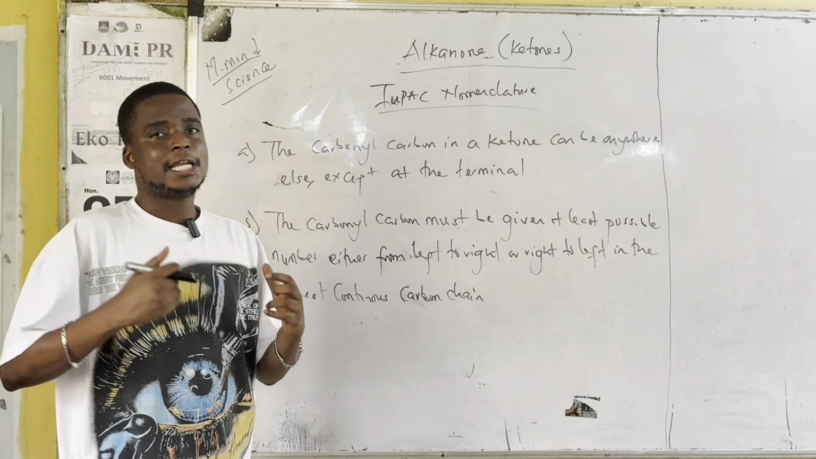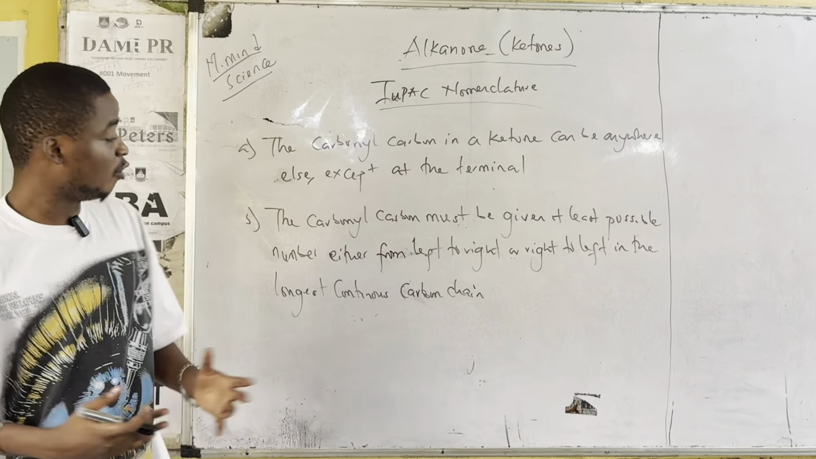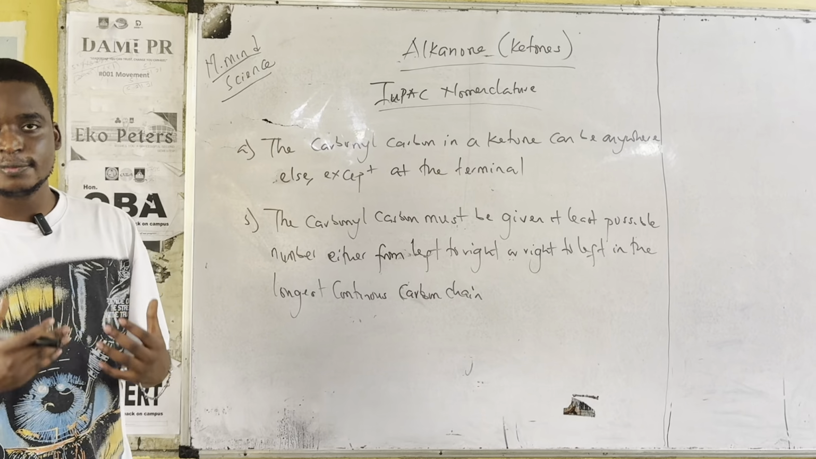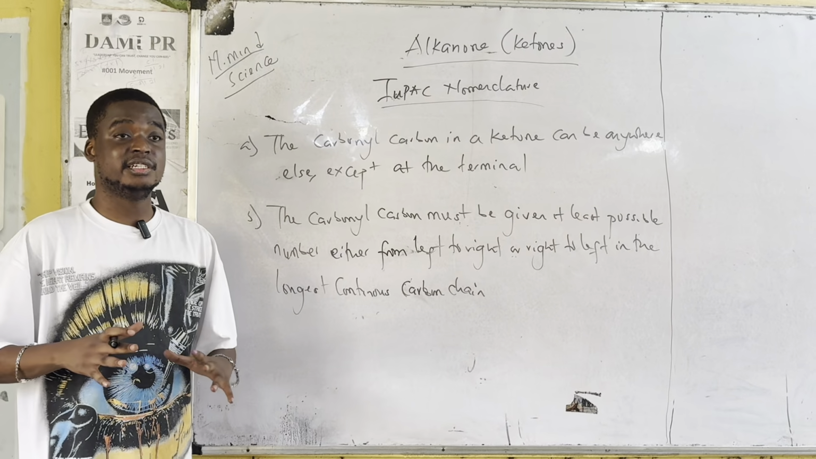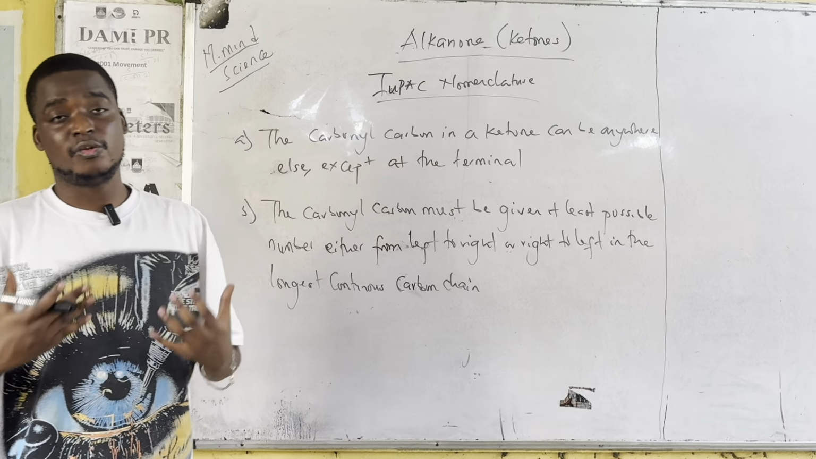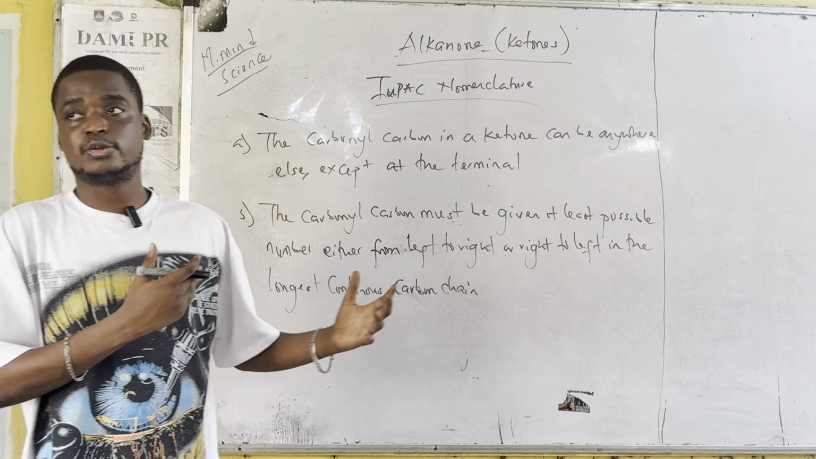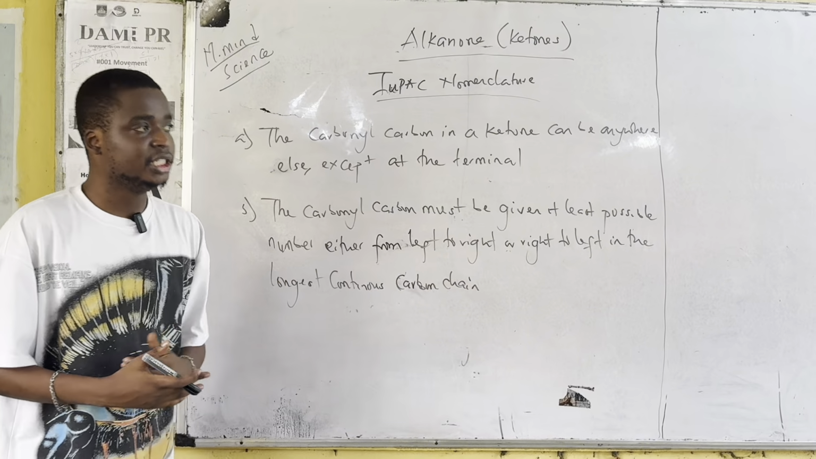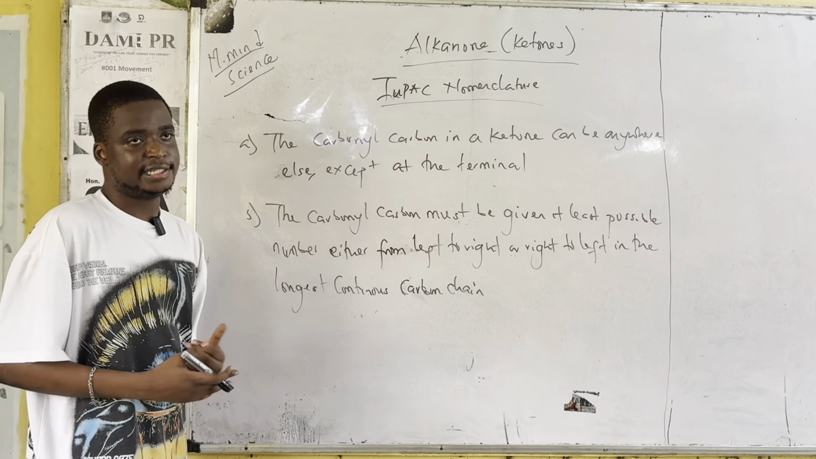The second thing is that the carbonyl carbon must be given its least possible number, either from left to right or right to left, in the longest continuous carbon chain. That is, you must respect the functional group first before anything else. General rules remain the same. Substituent groups must be named in alphabetical order. If there is more than one, you use prefixes, and you must write the substituent group first before the parent name. The rest remains the same, but these two are key when naming ALKANONE. So it's time to draw structures and name them.